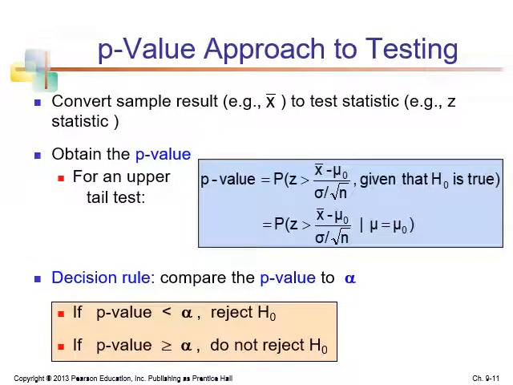Now, in statistical packages, there's another way. Statistical packages calculate the p-value. So they convert the sample result into a test statistic and obtain the relevant p-value. The p-value is something like a probability, actually. If the p-value is less than alpha, then you reject H0. If the p-value is greater than or equal to alpha, do not reject H0.